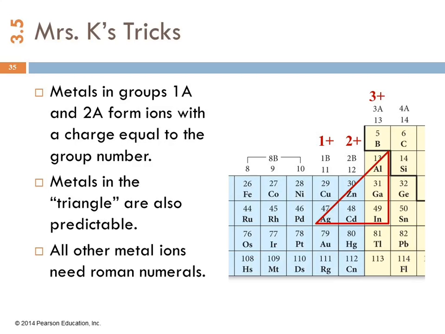Mrs. K's tricks. Okay, so group 1A, group 2A, they form ions with a charge equal to the group number. And then we get this triangle. The triangle is also predictable. This is group 3. These guys are 3+. Group 2, zinc. Actually cadmium 2, but your book didn't mention that. And then silver. And so there's 3, 2, and 1. If it's not in the triangle or group 1A, 2A, you have to use a Roman numeral when you name it.